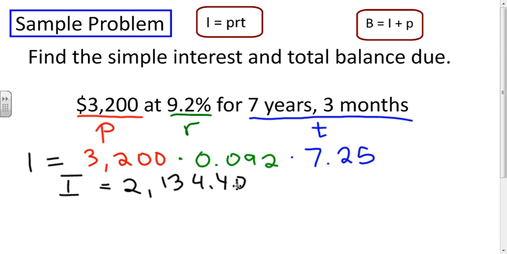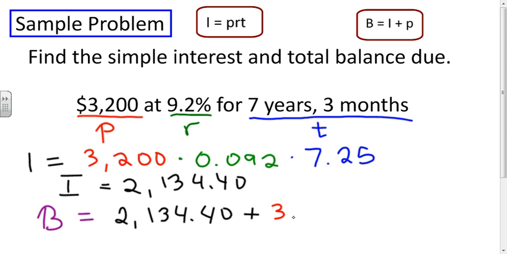But I also want to find the balance that's due. So my balance is my interest plus my principal. So my balance is going to be that interest that I just found, $2,134.40, plus the principal, what I initially borrowed, $3,200, and I can see here that my total balance is going to be $5,334.40.